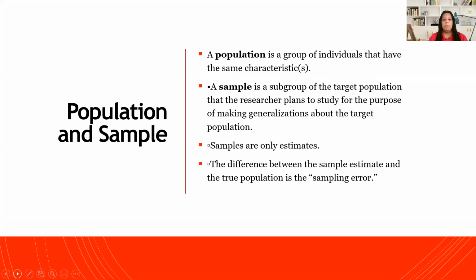Okay, so let's go a little bit more into the population. I already did this a bit: a population is a group of individuals that have the same characteristics. A sample is a subgroup of that targeted population that the researcher plans to study for the purpose of making generalizations about the targeted population. Samples are just estimates, and the difference between the sample estimate and the true population value is sampling error.